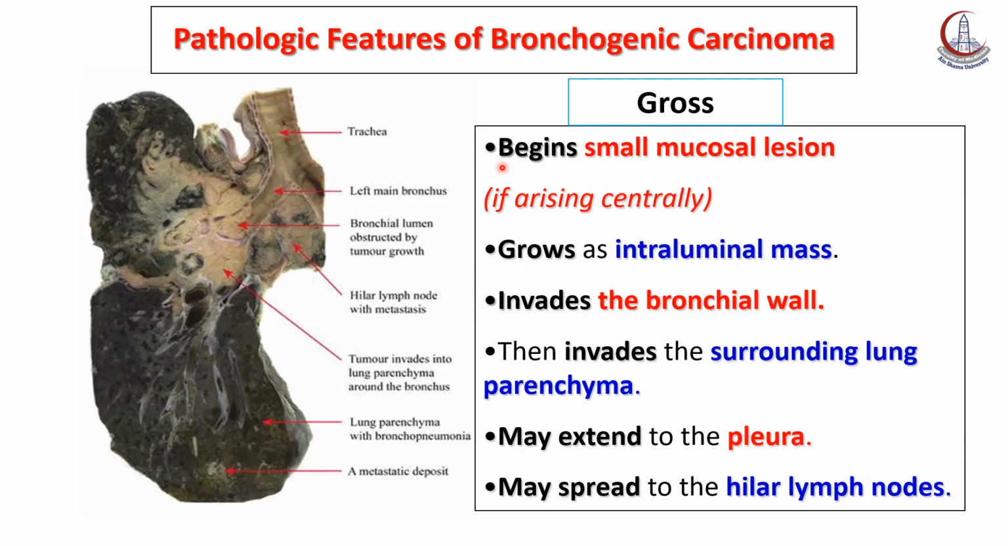The mass begins as a small mucosal lesion if central. This is the main bronchus. The bronchogenic carcinoma starts as a small mucosal lesion, grows to form a large fungating mass obstructing the lumen of the main bronchus, then invades the bronchial wall and goes into the lung tissue. It can also metastasize to the hilar lymph nodes or extend to the pleura, infiltrating the pleura.